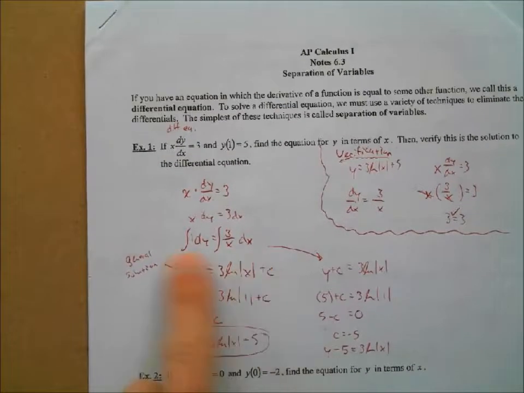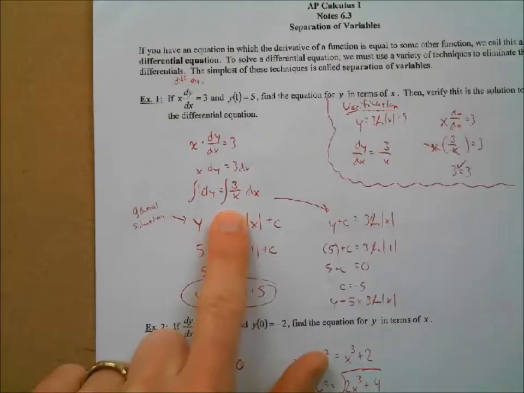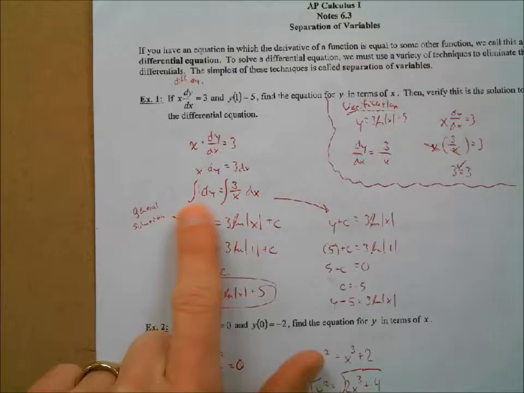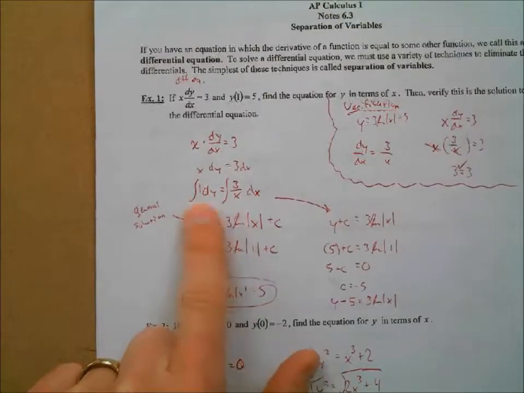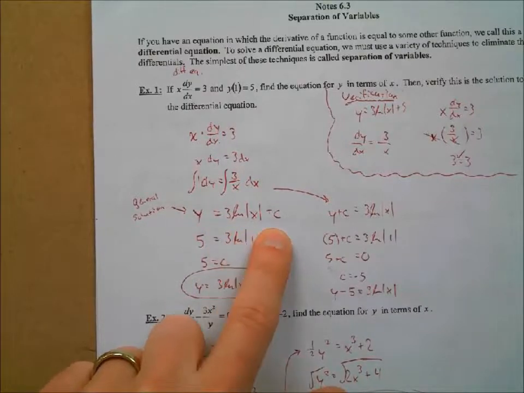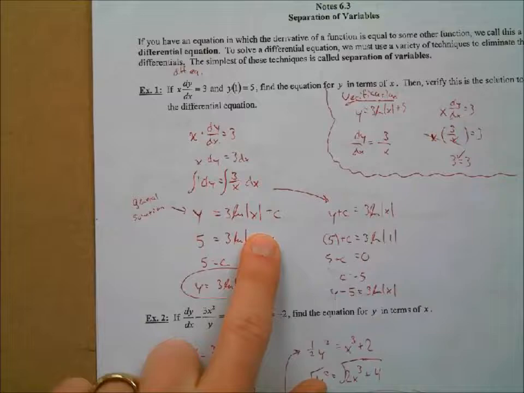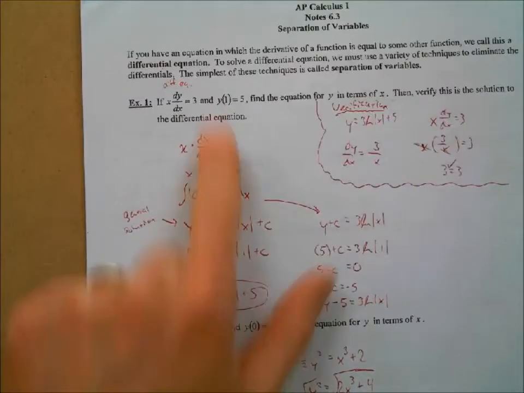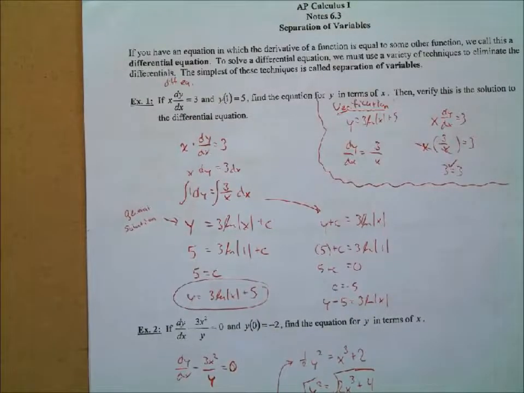Separate them so that the y's and dy's are on one side, the x's and dx's on the other side, and then we integrate. Of course, integrating 1 dy in this case, we end up with y, integrating 3 over x dx, ends up with 3 natural log of the absolute value of x, and then plus c. Keep in mind, this is the general solution to the differential equation. We then can use our information here that y evaluated at 1 gives us 5, and use that to find the c value and so on. Just like we do when we find the specific solution to an integral, same idea here.